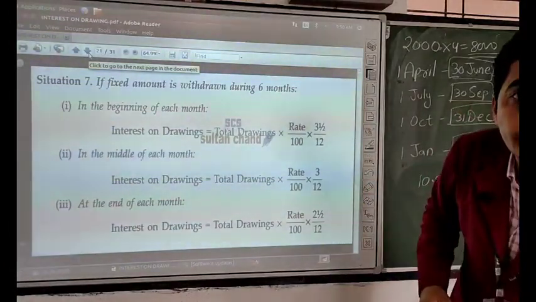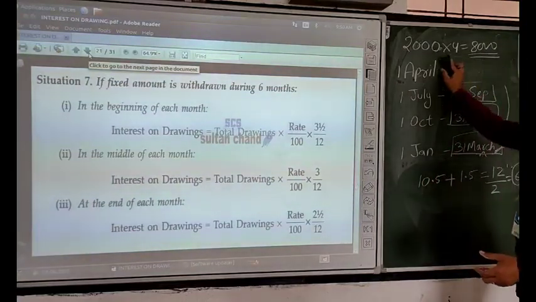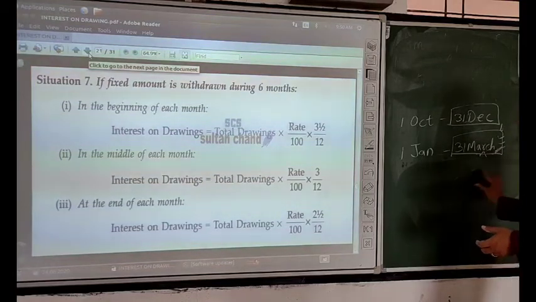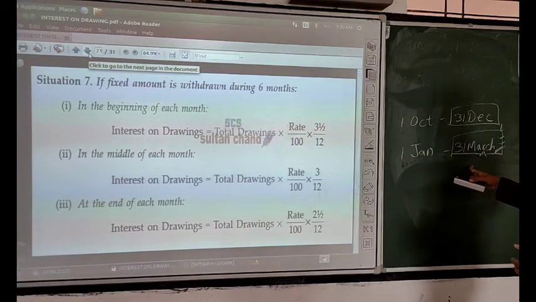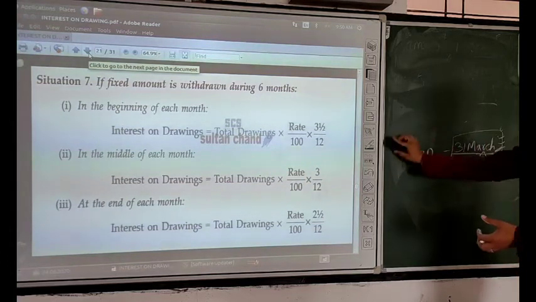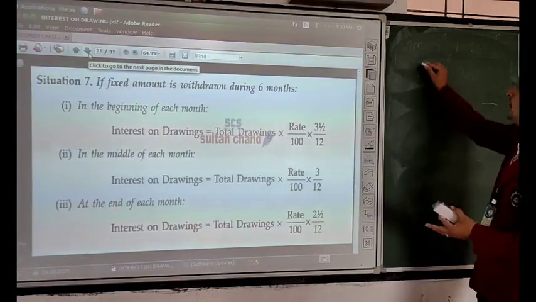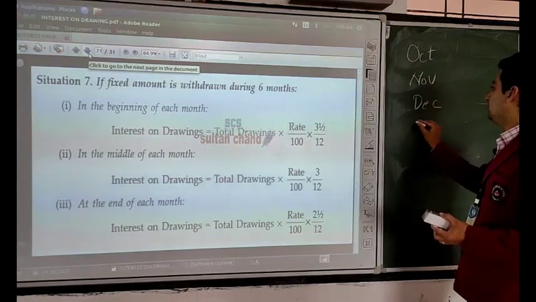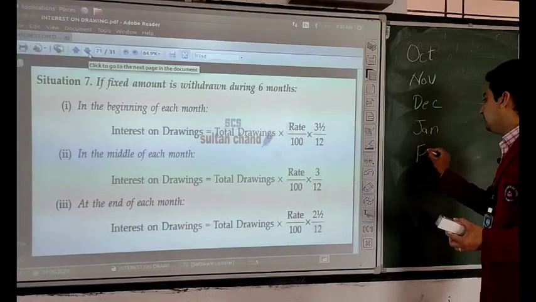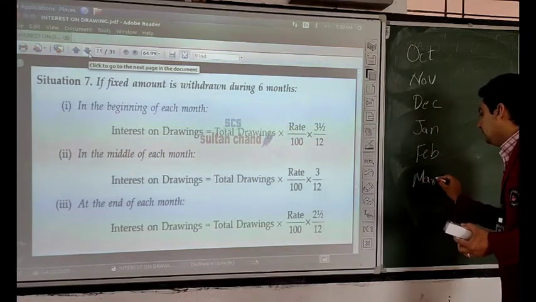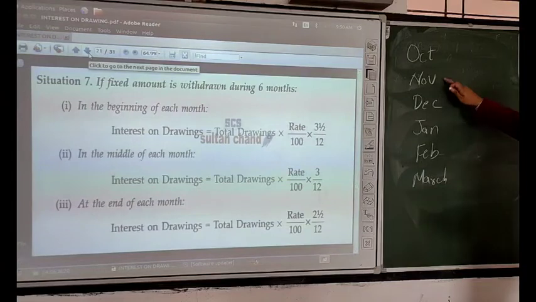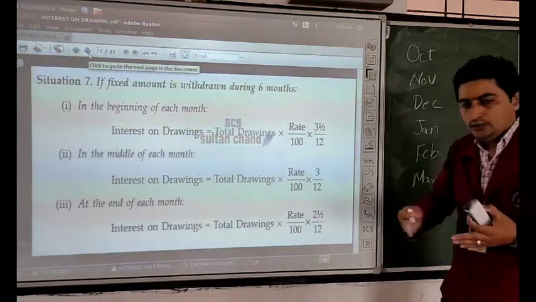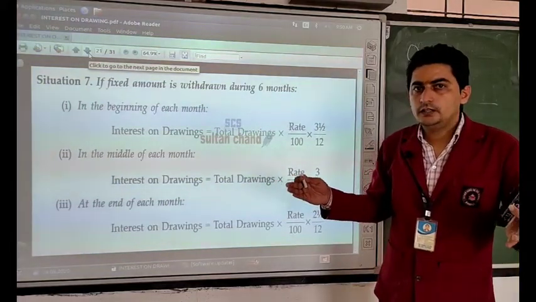How will we calculate interest on drawing? It means these 2 quarters are not there. Starting 2 quarters are not there. Only how many months are there? From October till 31st March. Okay students, so we will write months here. How many months will be there? 6 months. October, November, December, January, February and March. 1, 2, 3, 4, 5, 6 months are there. Okay students, so the duration is of 6 months instead of 12 months.